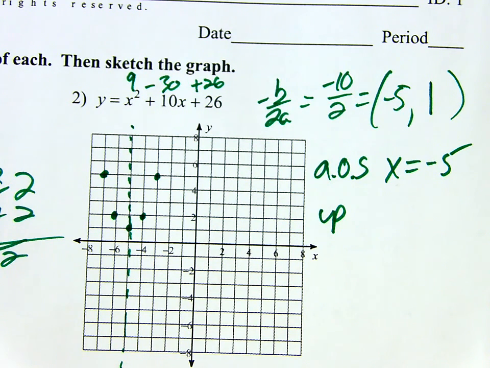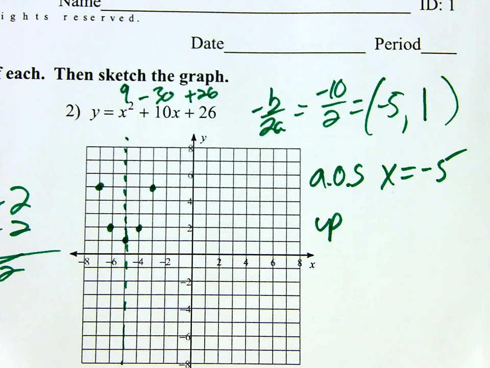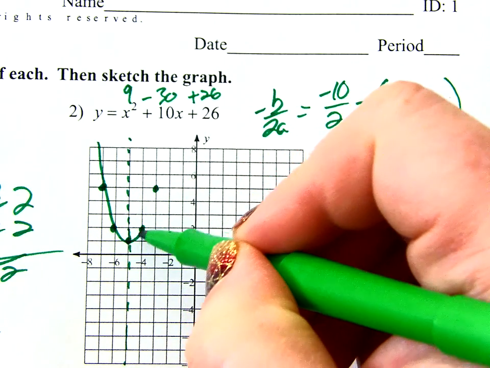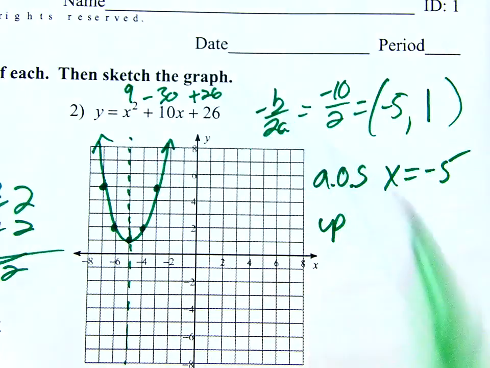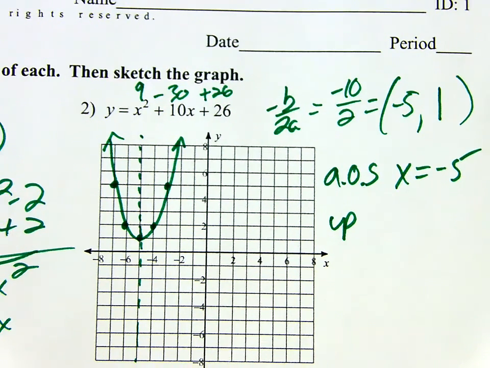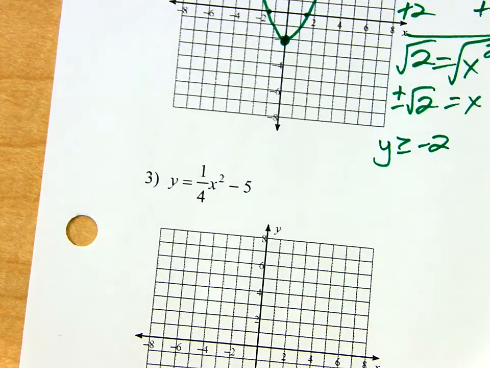So when A is 1, you can just follow the pattern. Up 1, up 3, up 5. And then I can just connect with a nice smooth curve. Does that make sense?